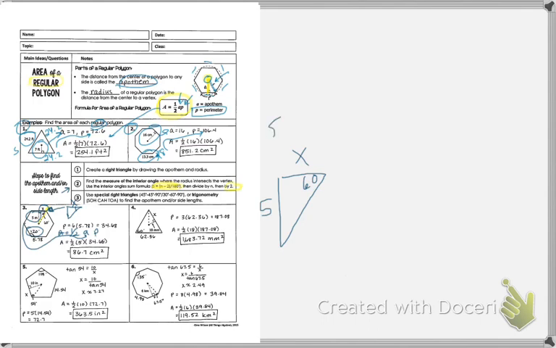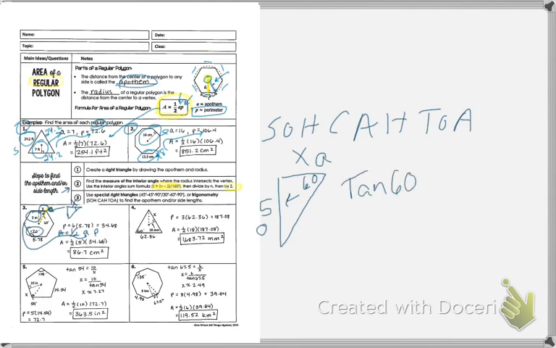So we're going to use SOHCAHTOA. Opposite. This guy is adjacent. Remember, the long one's always the hypotenuse. So O and A, we're using tangent. Tangent of 60 is equal to opposite over adjacent, so it's 5 over x.